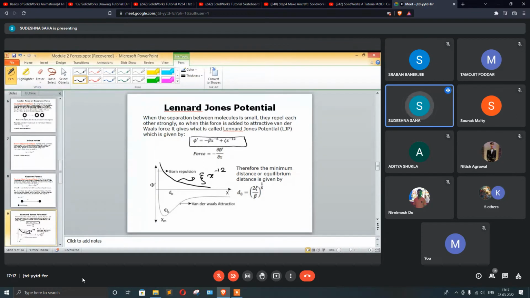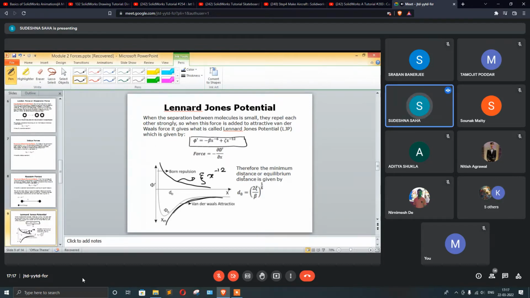And these are the van der Waals attraction forces, and basically if you put it over here, this is the van der Waals attraction force. If you sum these two up, you will obtain the potential like this, and that gives you what is known as the Lennard-Jones potential. Okay, and the force you can obtain simply by minus dou phi by dou x.